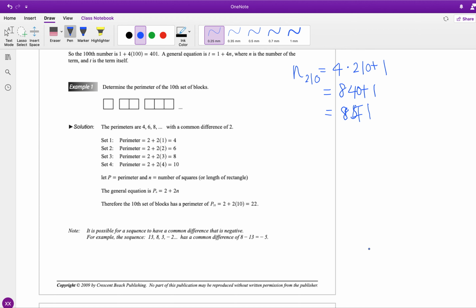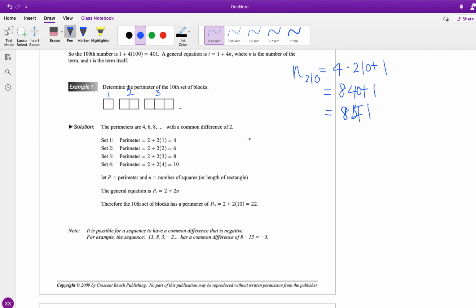Now, giving you another example. This is the perimeter of these blocks. The first block has 4. This is the second block, and this has 1, 2, 3, 4, 6. This is 8, the third block. So the first one is 4, then 6, then 8, and the next one is 10. So what is the common difference? The common difference is 2.